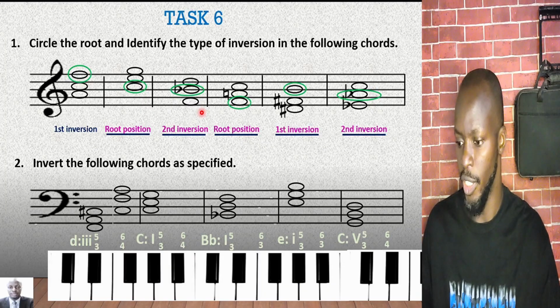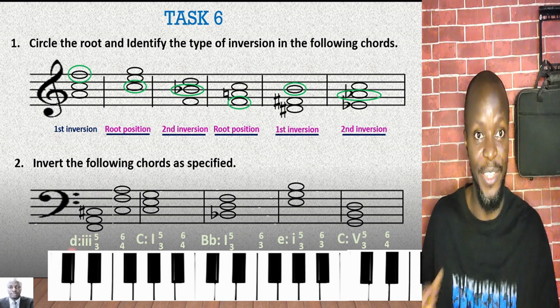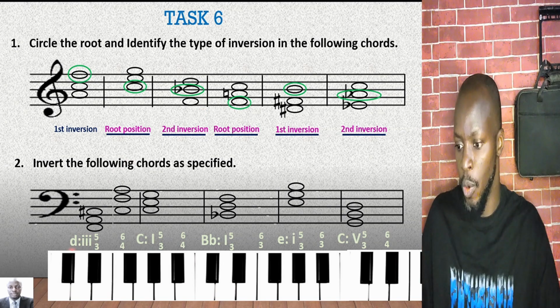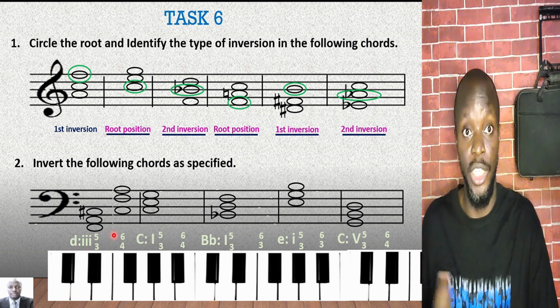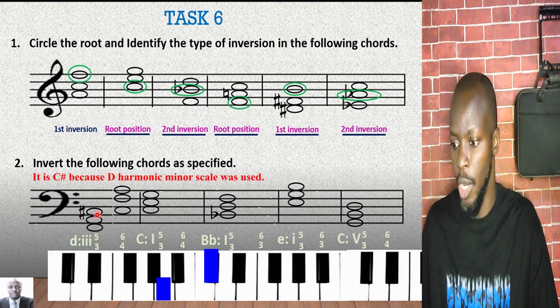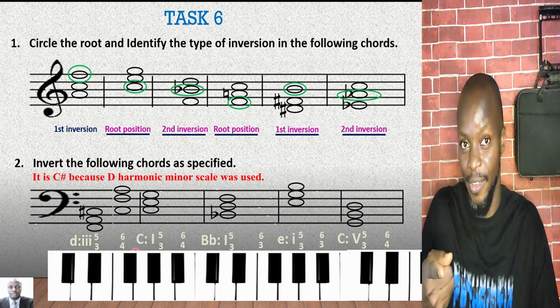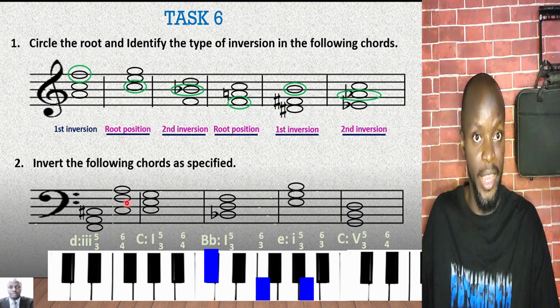Invert the following chord as specified. It says on D minor, that's lowercase d. So chord 3 on D minor scale. And of course, chord 3 on D minor scale is F, A, and C sharp. And it says 6-4. That is the second inversion, right? It will return to C sharp, F, and A.